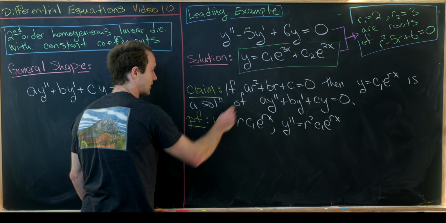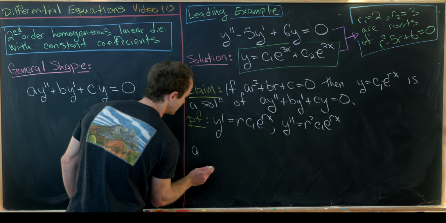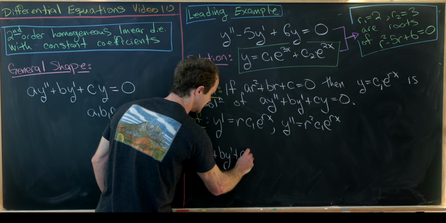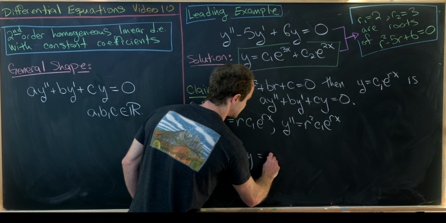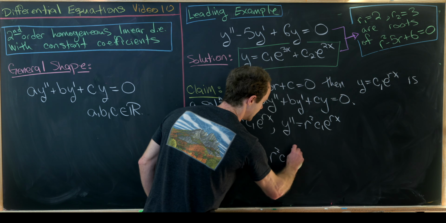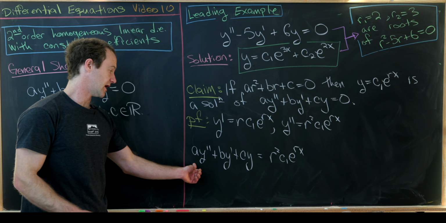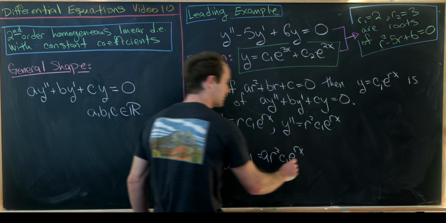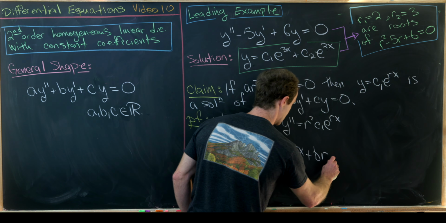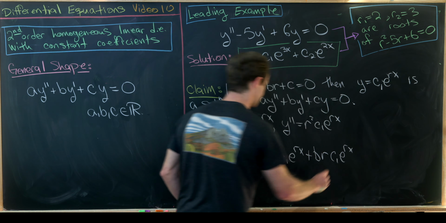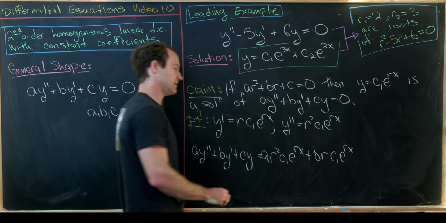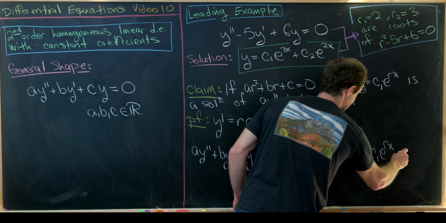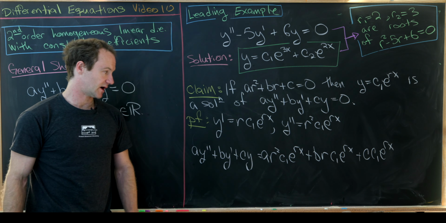Now we can look at the left-hand side of this differential equation, a y double prime plus b y prime plus cy. And we'll see that that turns into, for a y double prime, I need an a out front, a r squared c1 e to the rx, and then plus b times r times c1 e to the rx, that's like my b y prime, and then plus c times c1 e to the rx, that's like my c times y.